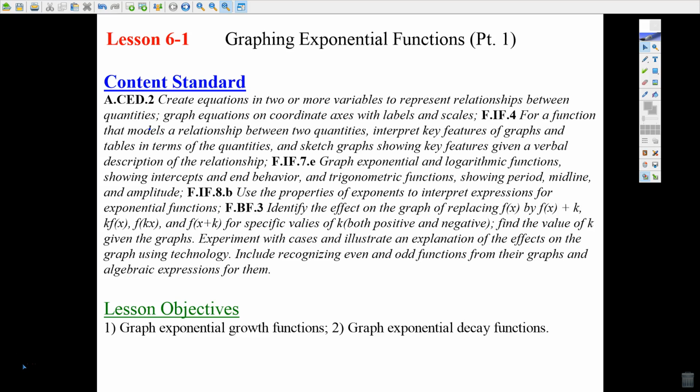We're starting a new chapter today, chapter 6, and we're going to be talking actually the next couple of days about graphing exponential functions. And I've decided to break this up into two parts. So even though my objectives say that we're going to graph exponential growth and exponential decay, actually today we're going to focus just on exponential growth, and then tomorrow we'll look at the exponential decay function.